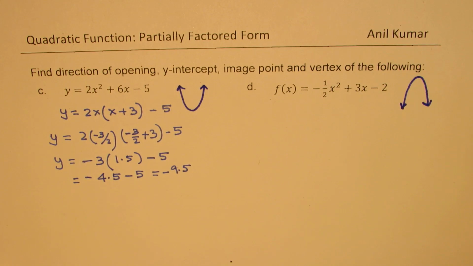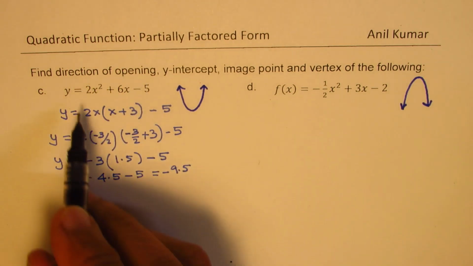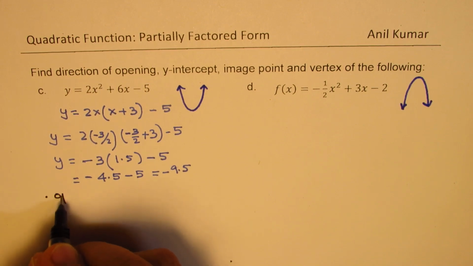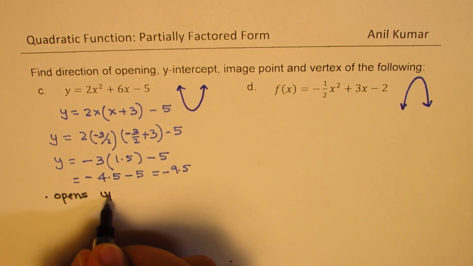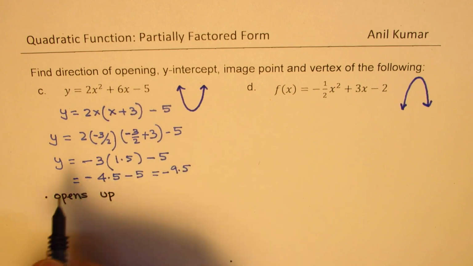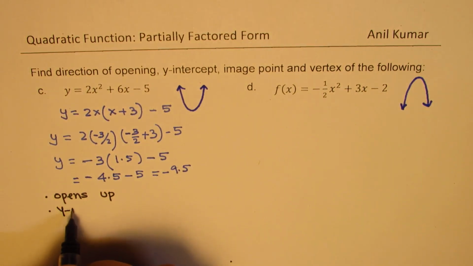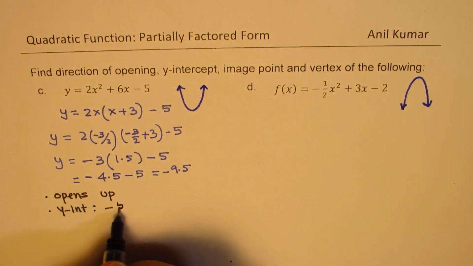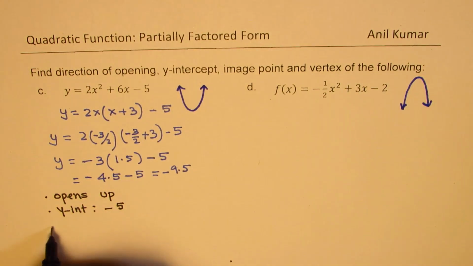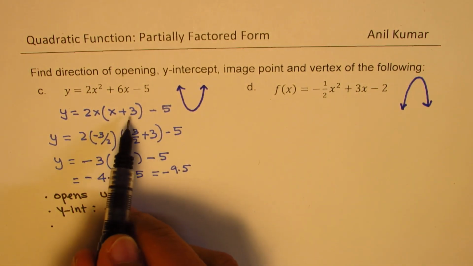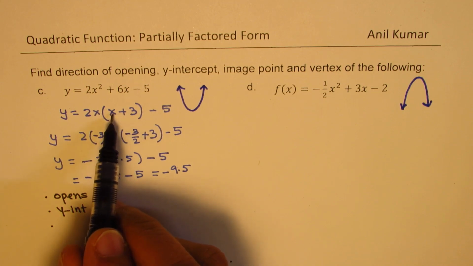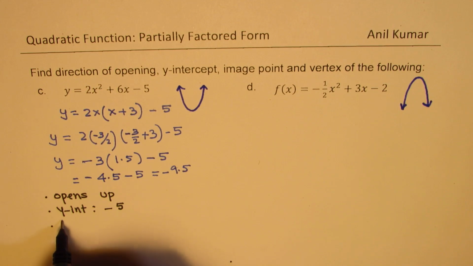Okay. Now let's answer all the relevant questions which we need to. So the first point here is the direction in which it opens up. Y-intercept is -5. Image point. So the image point is this point, when will this x make this factor 0? -3, and we'll get -5. So the image point.